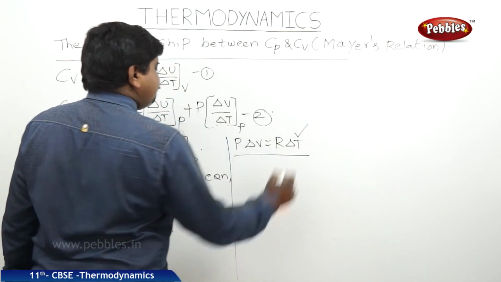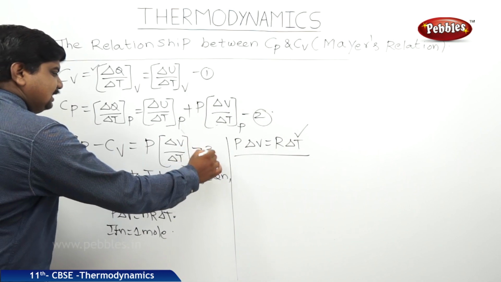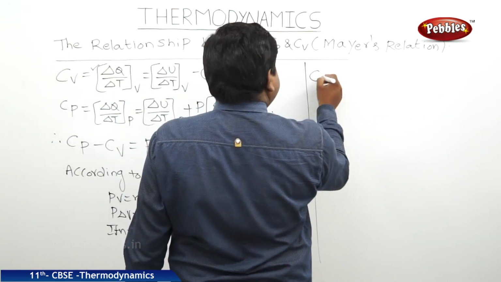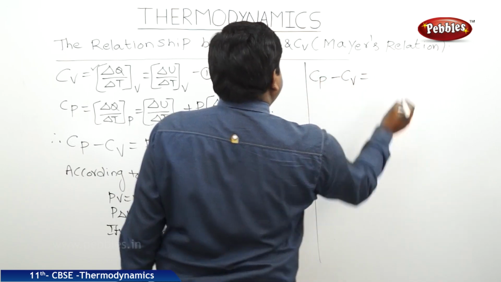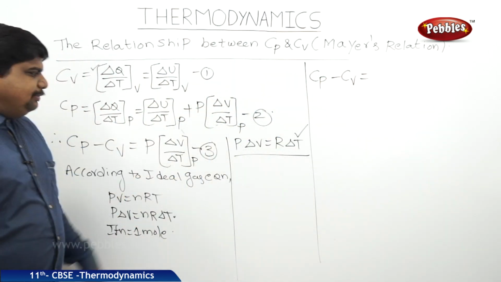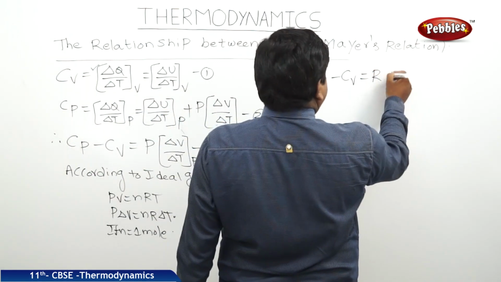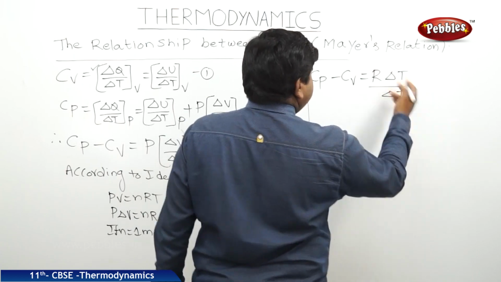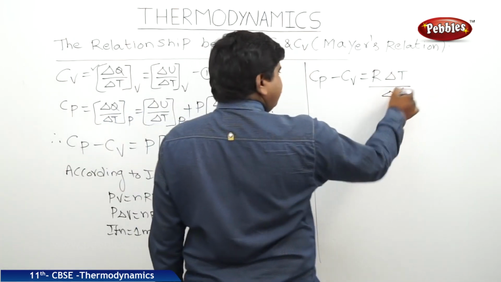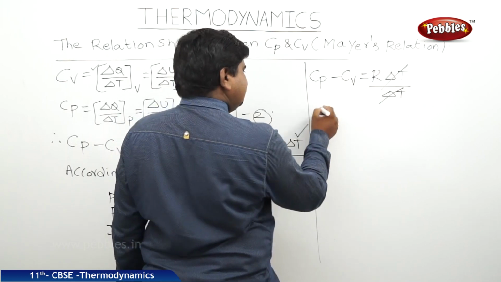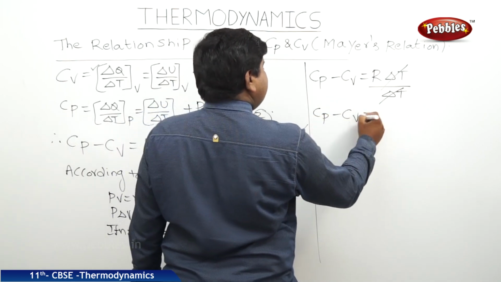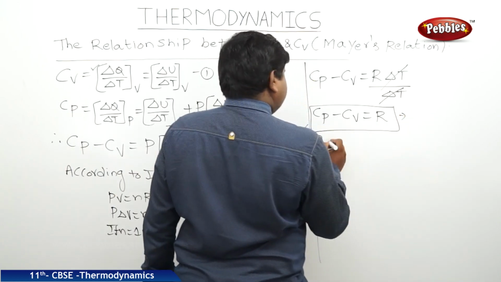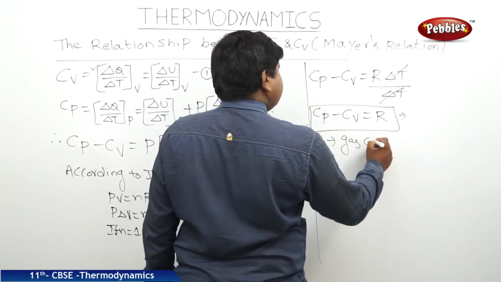Now I am substituting this P delta V in this equation. Let us suppose this equation is 3. Therefore, Cp minus Cv is equal to, in place of P delta V, we can write R delta T by delta T at constant pressure. This delta T and delta T get cancelled. Therefore, Cp minus Cv is equal to R, where R is equal to the gas constant.